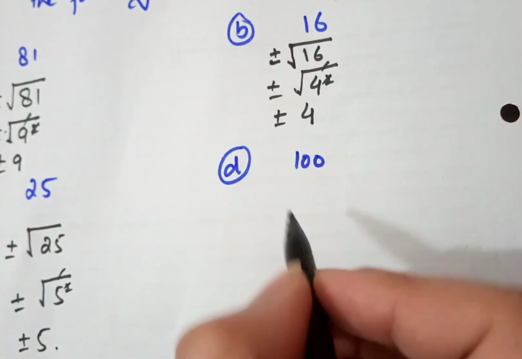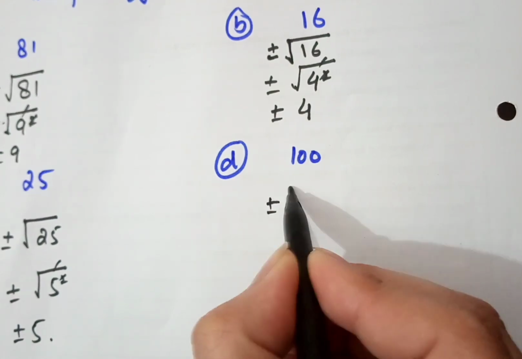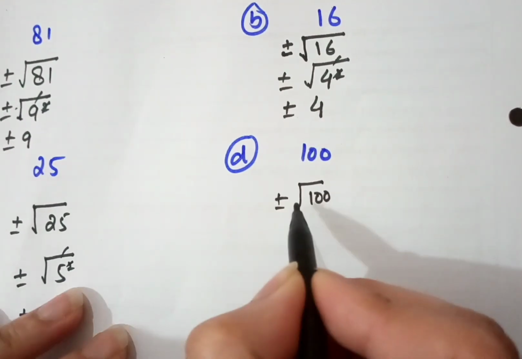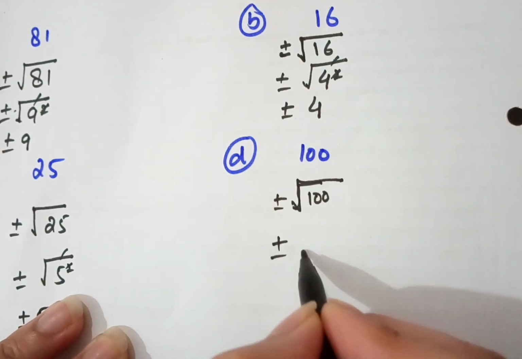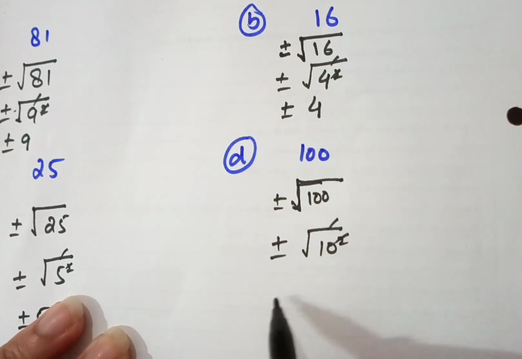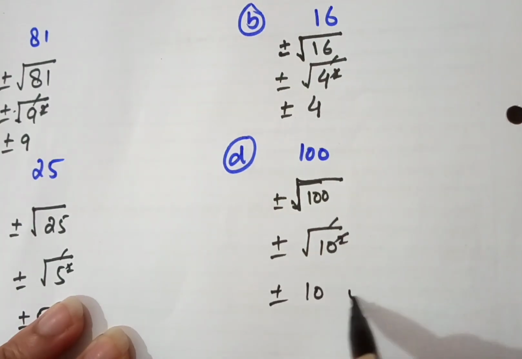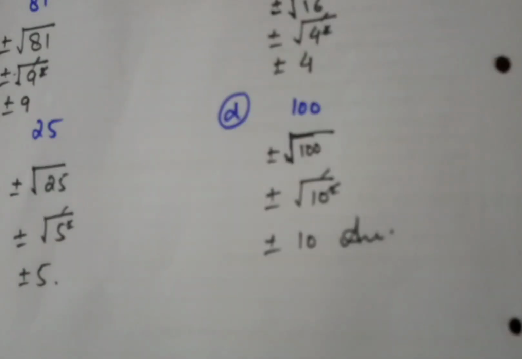Now part D, square root of 100. 100 is the perfect square of 10. Square and square root sign undo each other and we get the answer 10. This is all about question 3. Now we'll move towards question number 4 because that is similar to your Practice Now 3a.